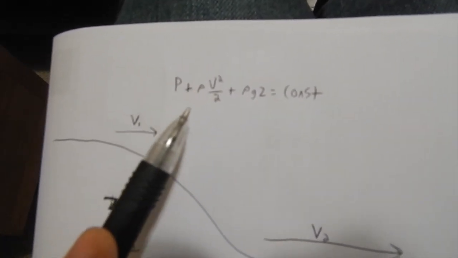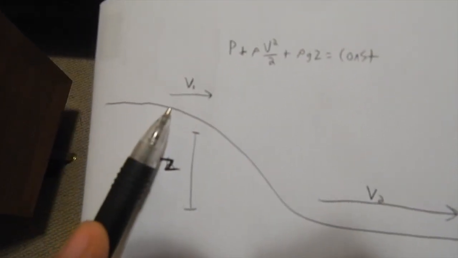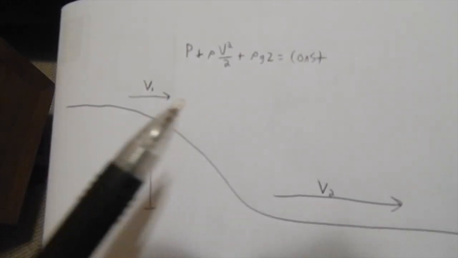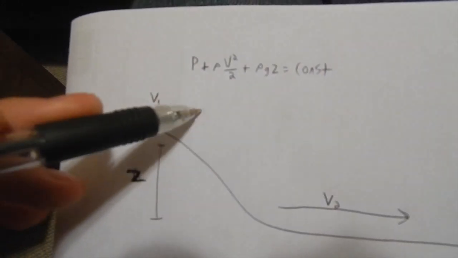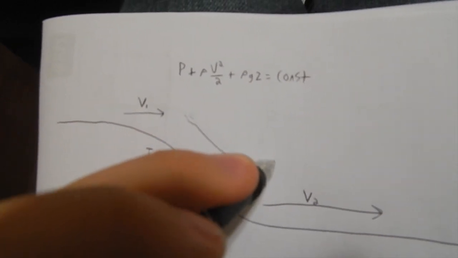So the height here increases this term. That means that the velocity term must be lower. So the velocity at the top of the hill is less than the velocity at the bottom. As you travel down the hill, the velocity slowly increases.